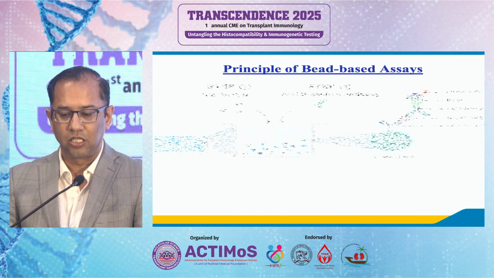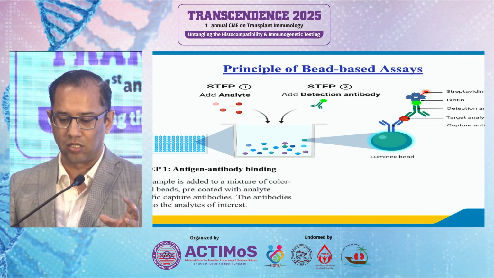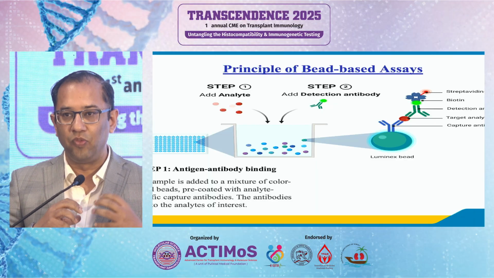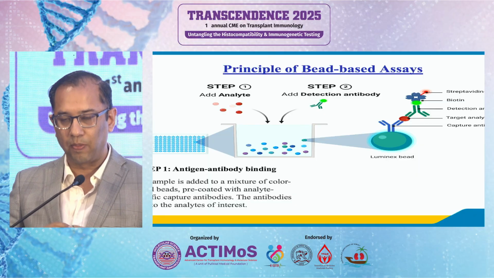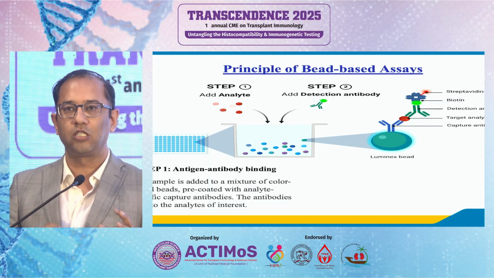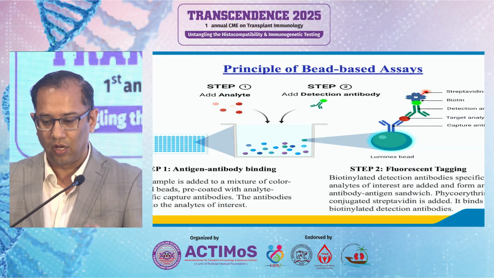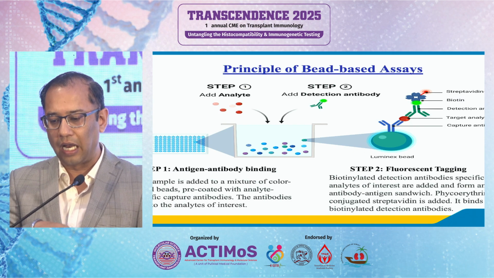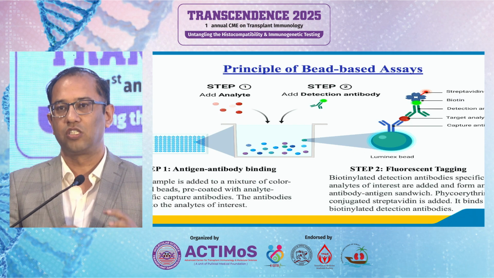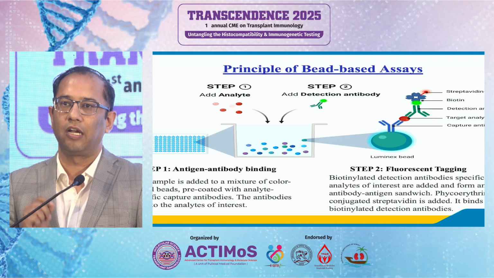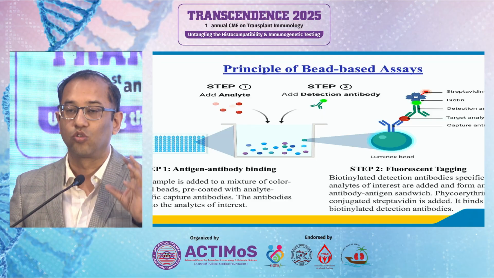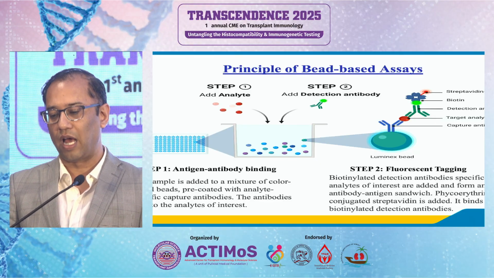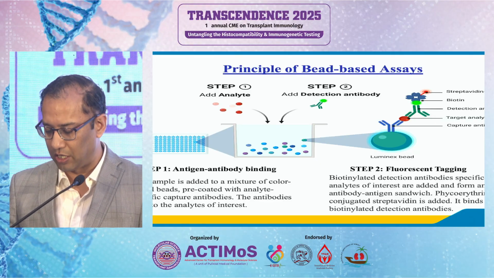And the principle is very simple. The sample is added to a mixture of these color-coded beads, which are pre-coated with analyte-specific capture antibodies, and these antibodies bind to the analyte of interest. You have capture antibodies on these Luminex beads, you have a target analyte, and then you have a detection antibody, like a sandwich. These detection antibodies are biotinylated and then fluorescently tagged, and you can have a streptavidin-phycoerythrin which will actually detect it.